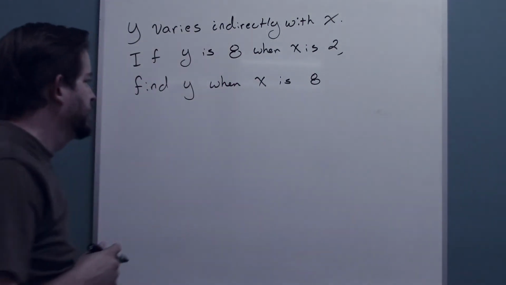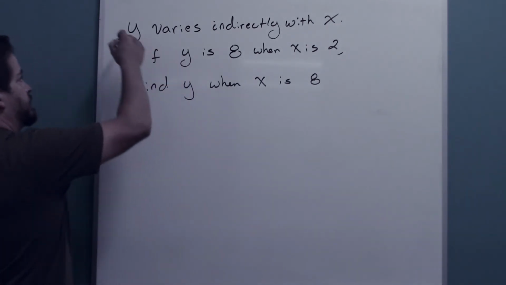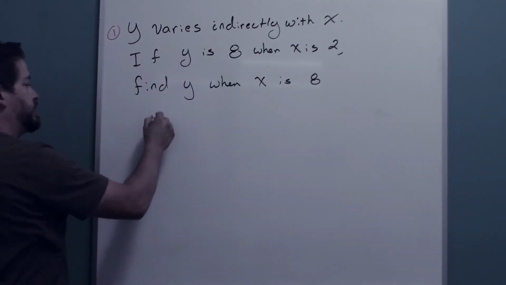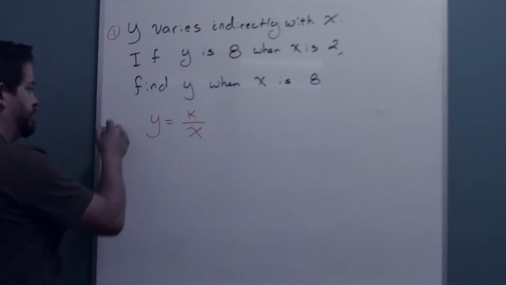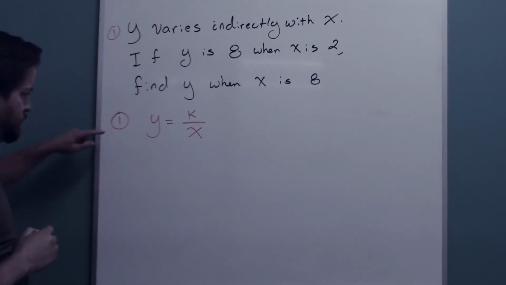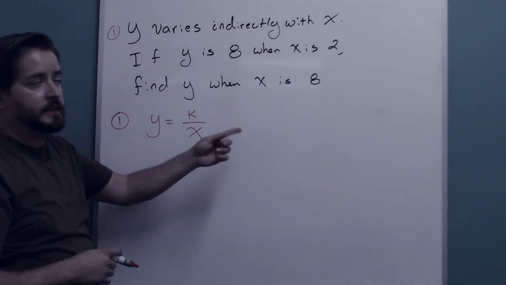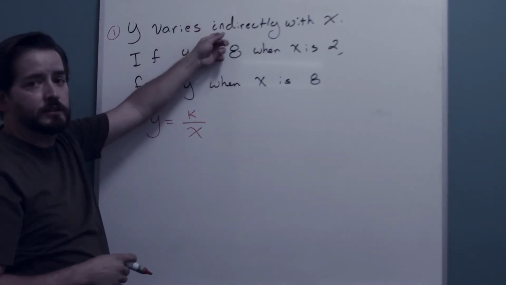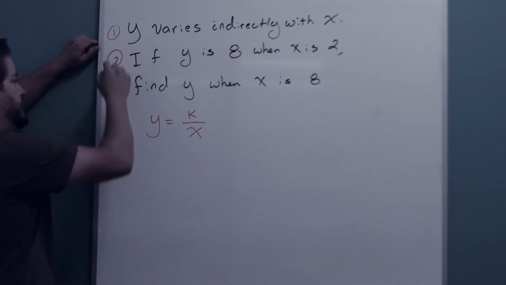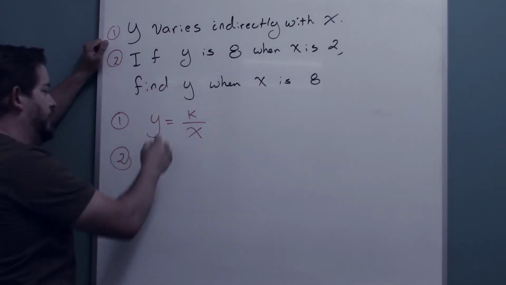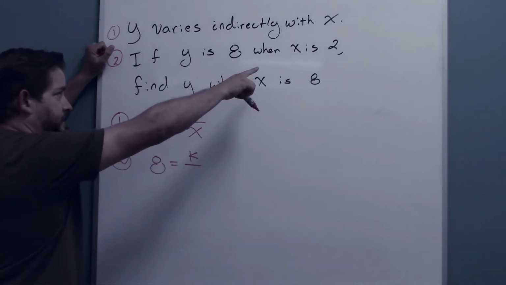Okay. So again, this very first statement here, y varies indirectly with x, that tells us that we're dealing with y equals k over x. Okay. So it's important to know, read that very first one, if it says directly with x, it's y equals k times x, but if it's indirectly or inversely, then it is k over x, right? Using the second one here, that tells me that y is equal to 8, so I'm going to replace y with 8, as long as I replace x with 2.